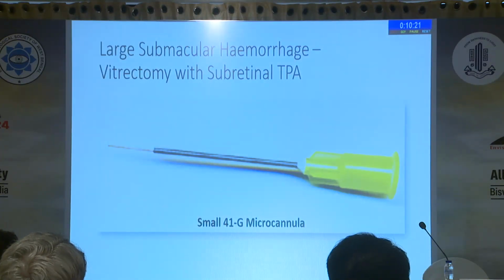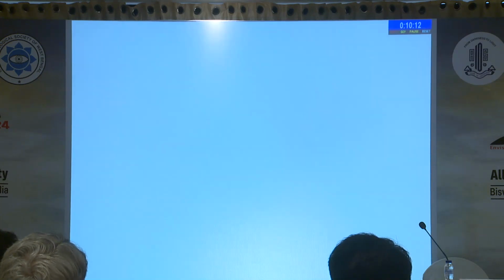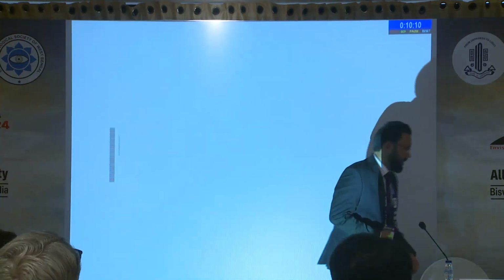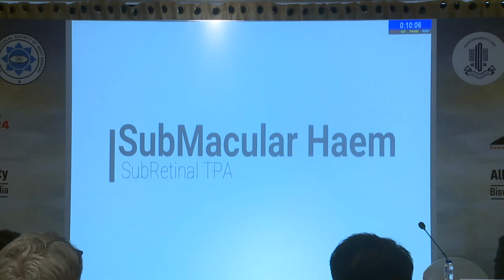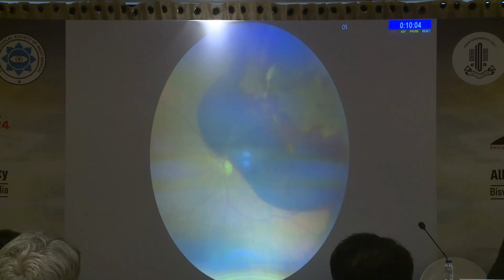So, large submacular hemorrhage: vitrectomy with subretinal tPA. You use the small 41 gauge micro cannula nowadays, and this is how I go about it. So this was a large submacular hemorrhage. An 85-year-old male presented with complaints of sudden decrease of vision for 10 days. He was diagnosed as massive subretinal hemorrhage secondary to IPCV.